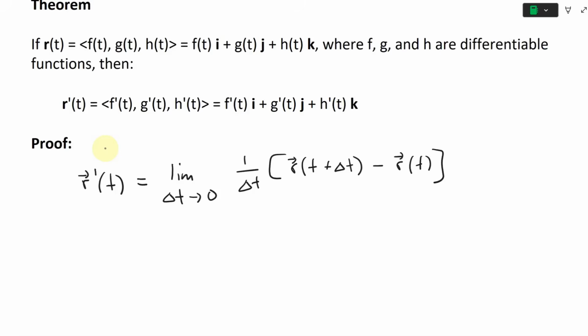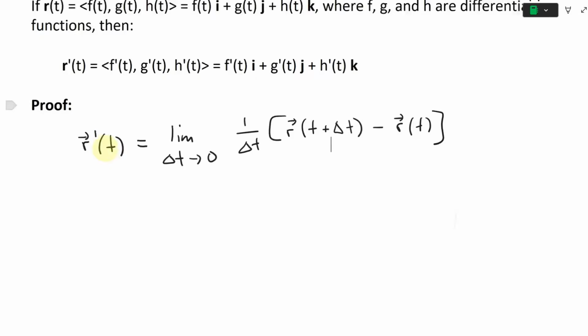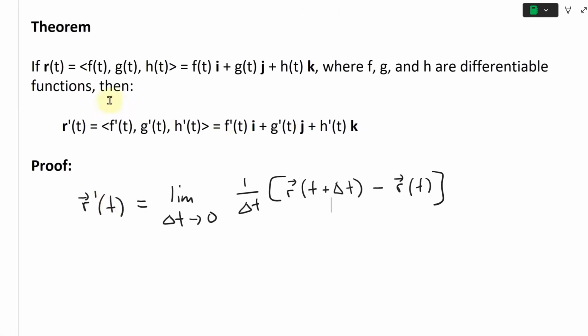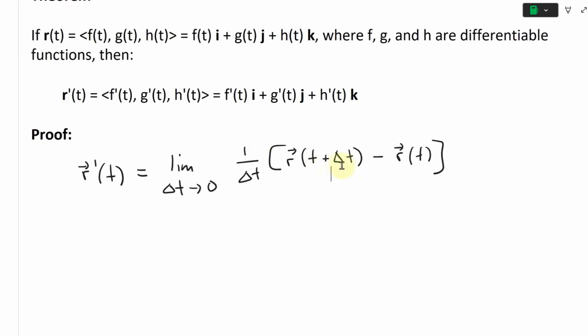So just put it like that. Just want to multiply this in. All right, now we could expand this by using the components, because these all have f, g, and h functions within. So this is the same thing as just expanding it out.